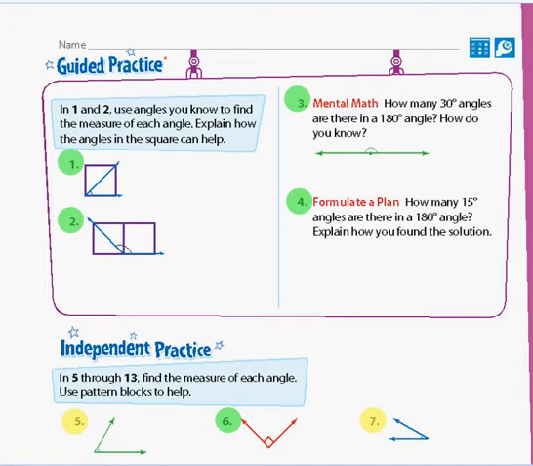We're going to be talking about angles again today. It says, in 1 and 2, use angles you know to find the measure of each angle. Explain how the angles in the square can help.